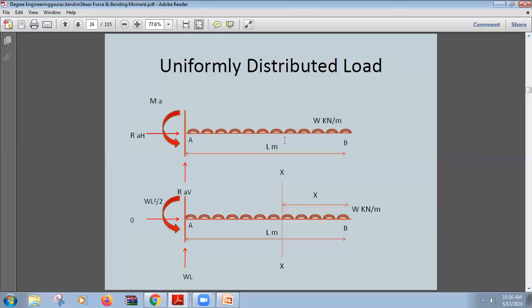This is again bending moment. Another point that I forgot to discuss: this uniformly distributed load is converted into point load, and this point load is acting at the center. So the bending moment will be W into L. This is the force, W into L, and the length by which we have to multiply in order to get bending moment is L by 2. So the bending moment will be WL into L by 2.